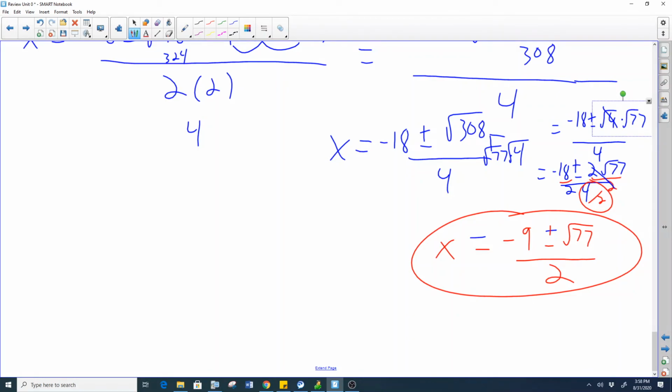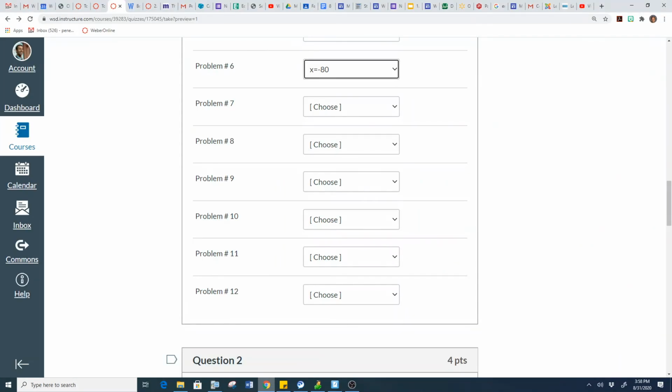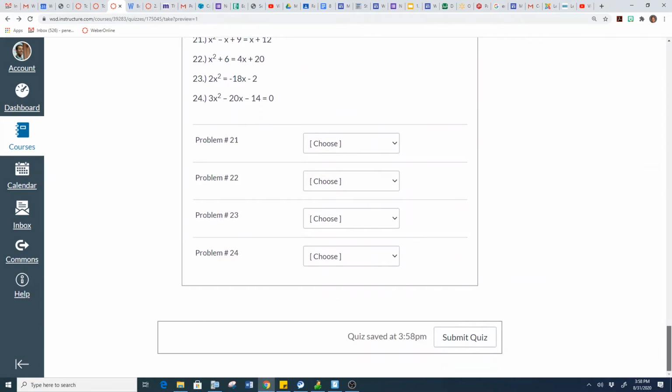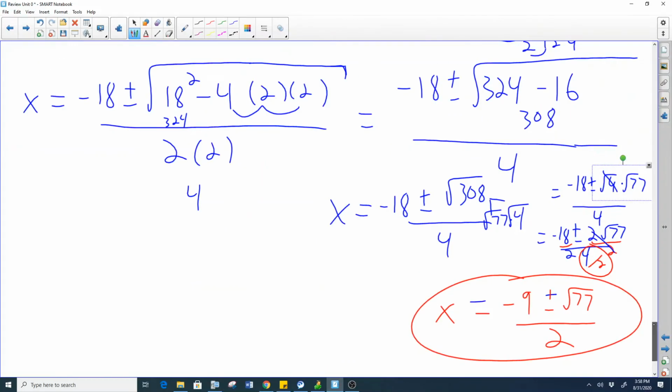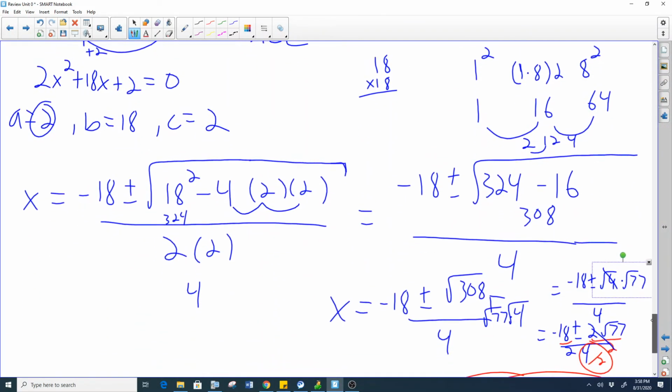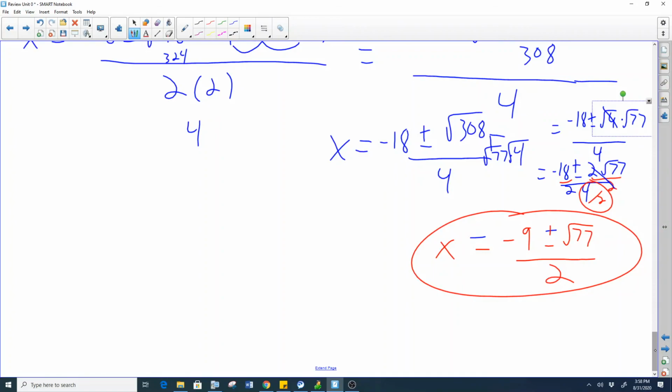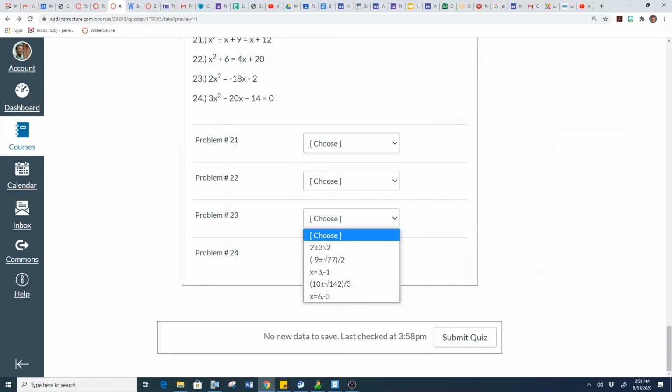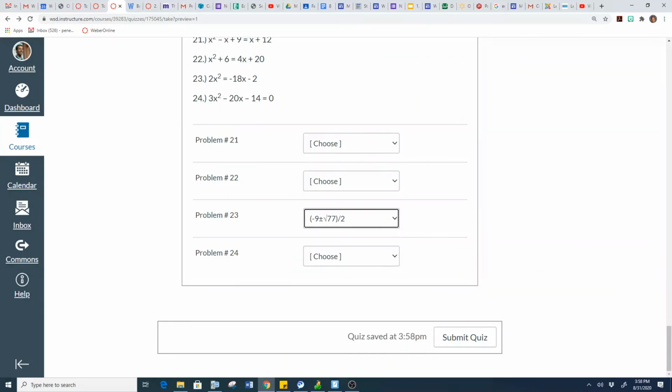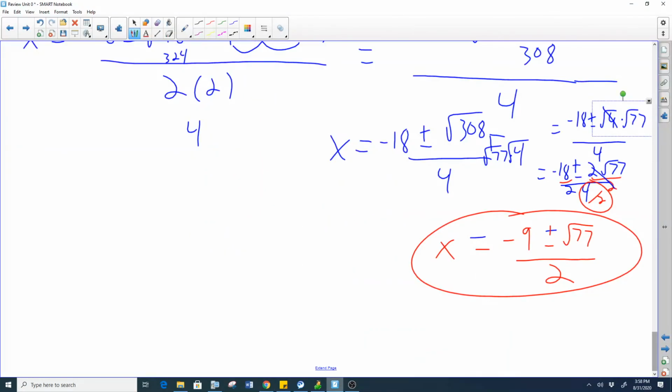Let's look for that somehow there in Canvas. See how it looks there. That's going to be crazy. So which problem was that? Was that number 22? 23. That was a crazy 23. Sorry that took so long. But you'll get it. So we'll go to problem 23. And there she blows. Boom. There's our negative 9 plus or minus the square root of 77 divided by 2. See how we reduced it? Divide by 2, divide by 2, divide by 2. Beautiful.